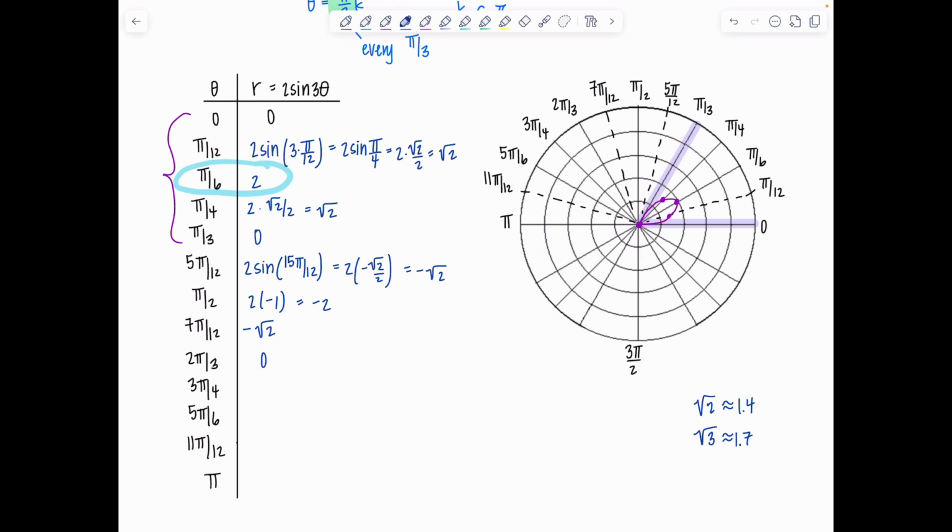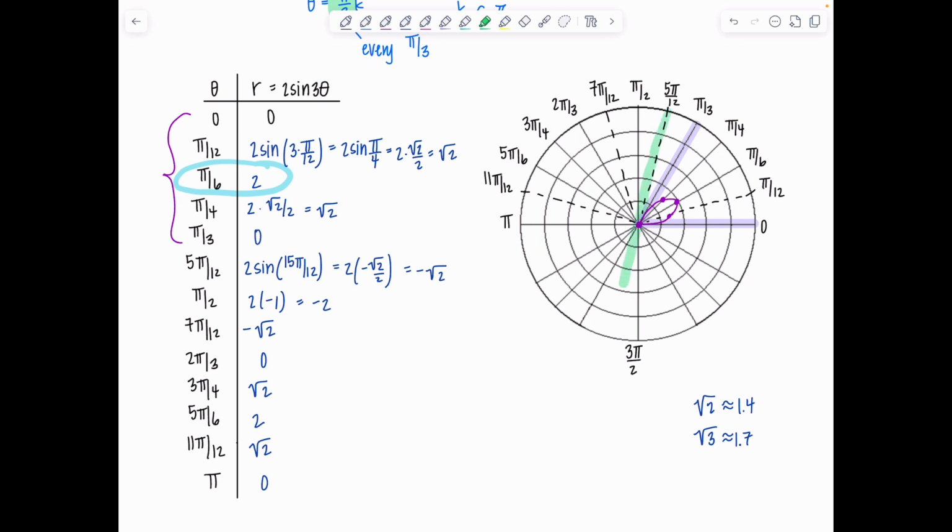No surprise. And then I'll just give you the rest of the values. 3 pi over 4, you should get rad 2. 5 pi over 6, 2, rad 2, and 0. So there's all 3 petals. Let's graph them now. So 5 pi over 12, negative rad 2. Don't let that scare you. So here's 5 pi over 12.